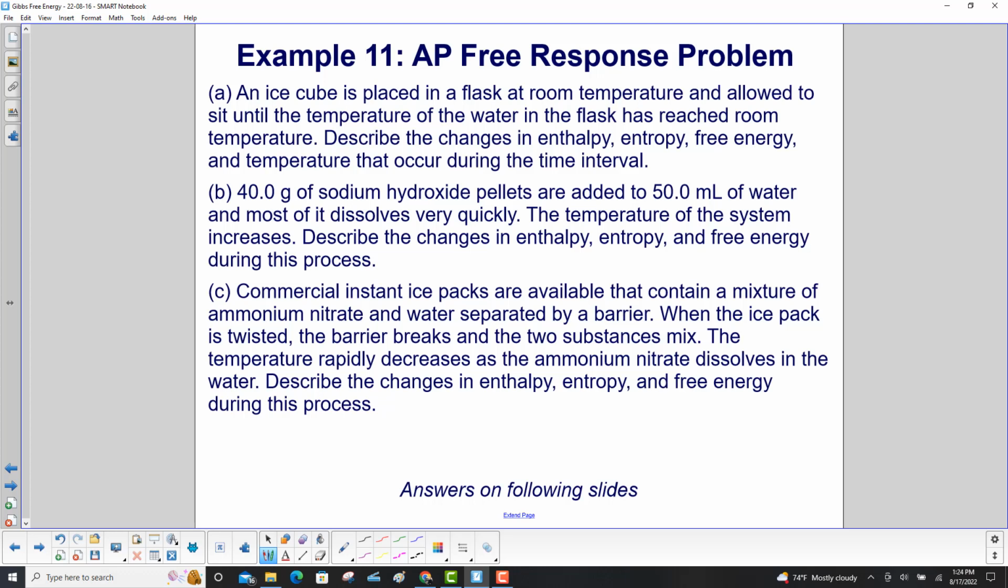Example 11. An ice cube is placed in a flask at room temperature and allowed to sit until the temperature of the water has reached room temperature. Describe the changes in enthalpy, entropy, free energy, and temperature that occur during the time interval.